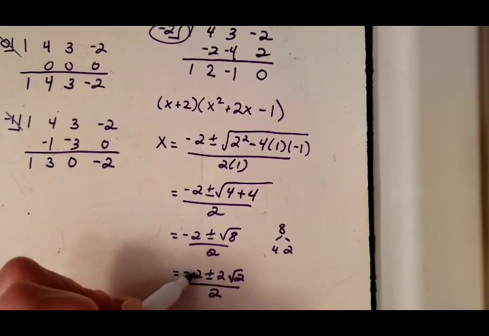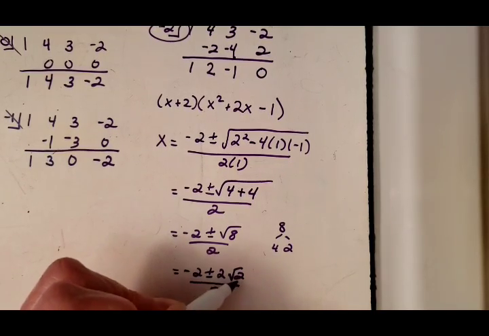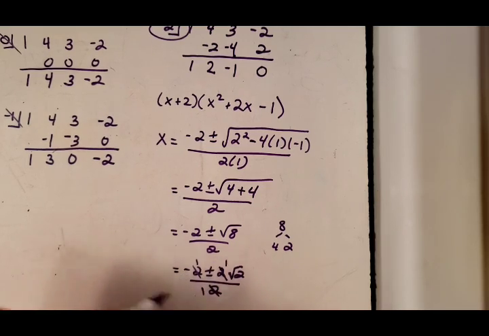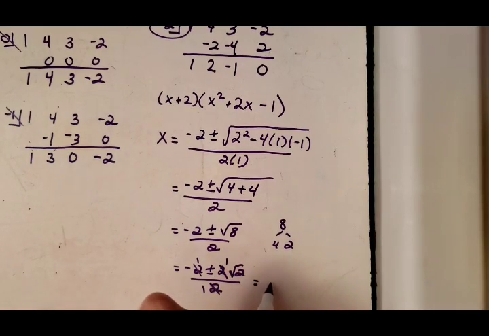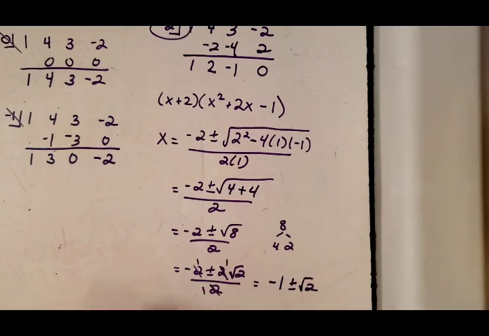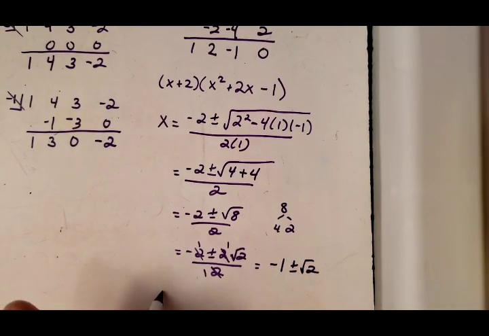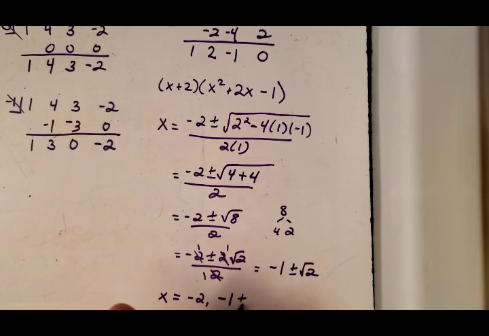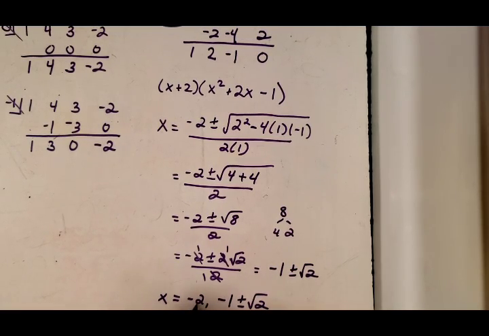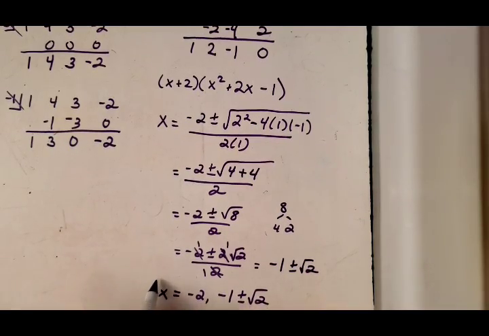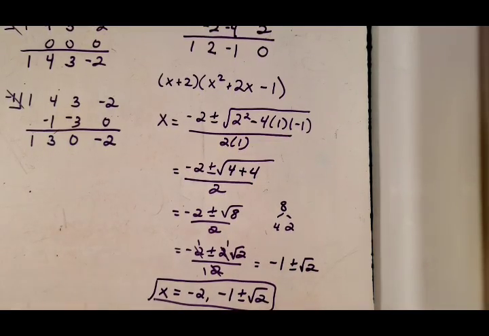And a 2 factors out here, everything not under the radical, but everything else. So that cancels to a 1. That's a 1. That's a 1. So that means we have −1 plus or minus the square root of 2. So our final answer, our three roots, are x = −2 and −1 plus or minus the square root of 2. 1, 2, 3 different roots. And that is your answer.